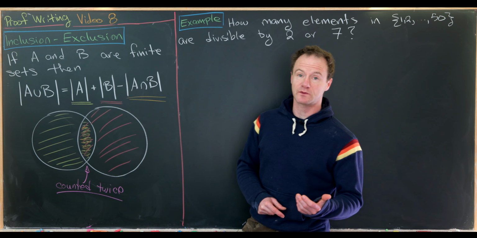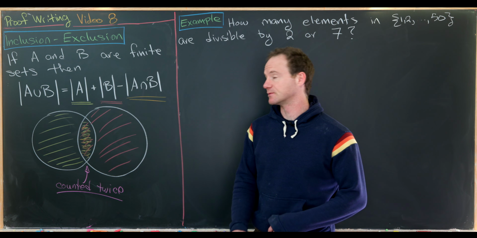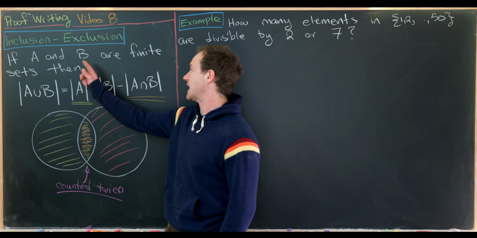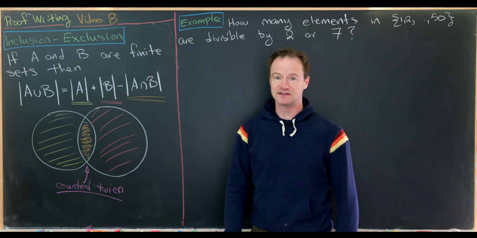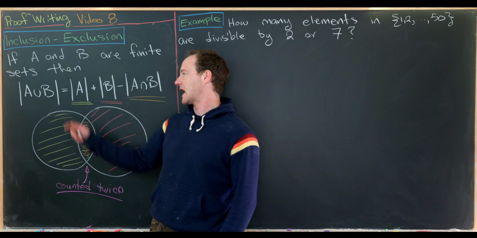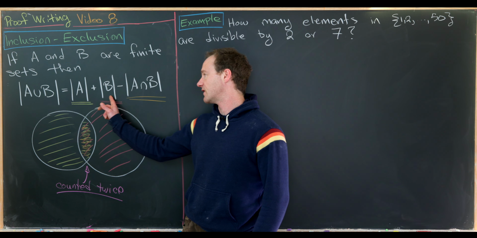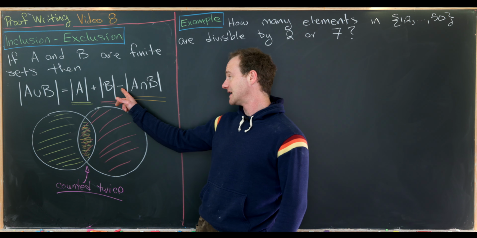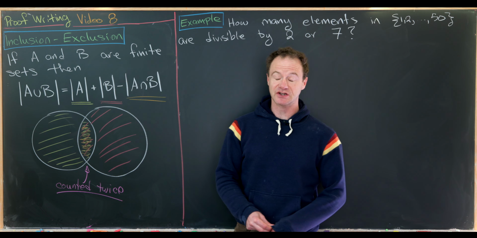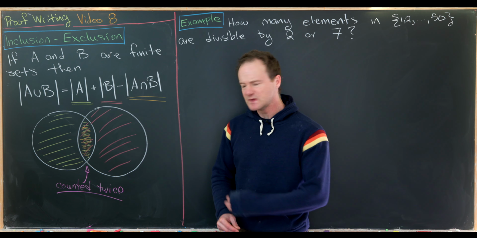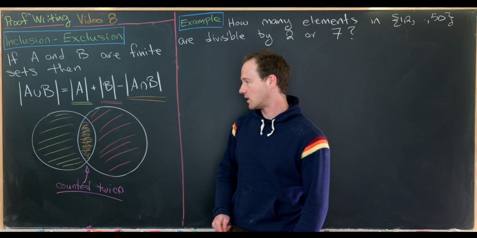So let's start with this inclusion-exclusion principle, which very simply says that if A and B are finite sets, then the cardinality of A union B is equal to the cardinality of A plus the cardinality of B minus the cardinality of the intersection of A and B. And we can visualize this as follows.